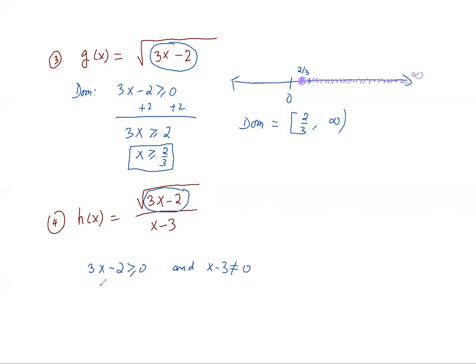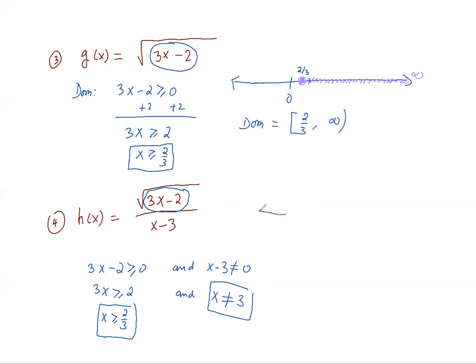So from here, we solve it and we get 3x greater than or equal to 2, and then dividing by 3 is not going to change the direction, so x is greater than or equal to 2/3, and here x is not equal to 3. So now we can describe the domain of this function in the following way. The domain of this function h is the set of all real numbers greater than or equal to 2/3 but not equal to 3. So let's put this into interval notation.